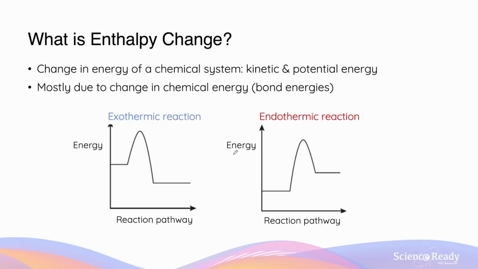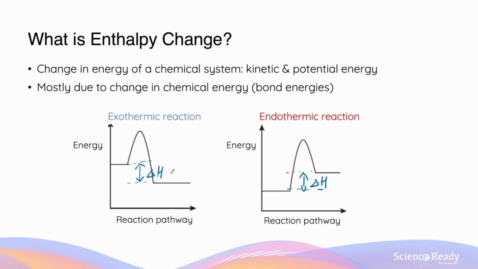These two energy profile diagrams show you the change in enthalpy of a reaction for both an exothermic reaction, whereby the products have lower enthalpy than the reactants, and an endothermic reaction, whereby the enthalpy of the products is higher than that of the reactants. So in both diagrams, the difference in the enthalpy of the reactants and products is known as the enthalpy change. And this is what we'll focus on in this video.